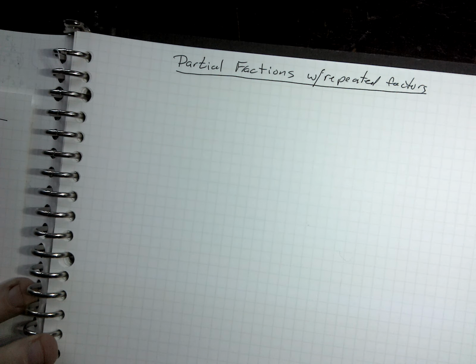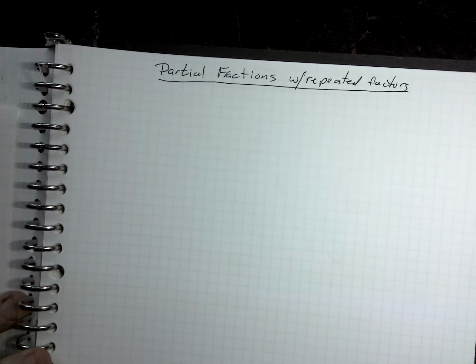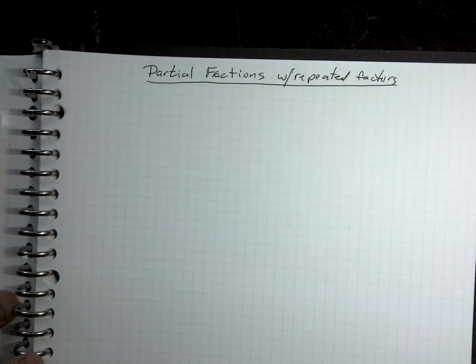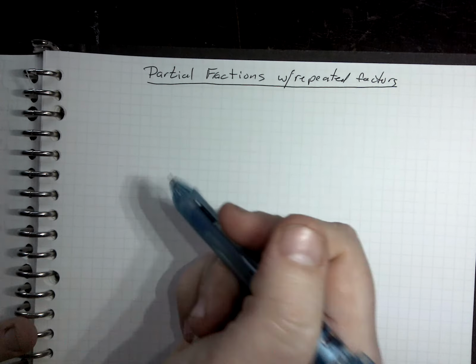Looked at, the denominator had factors with only multiplicity 1. There were no repeating factors. And there's a special way we have to deal with that. So let's look at an example.